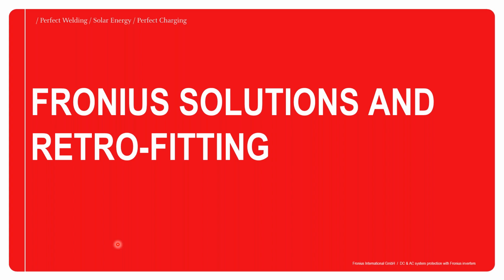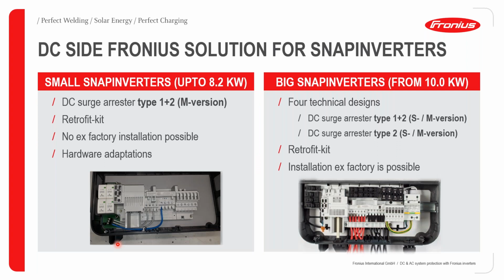Having said all that, we can ask ourselves, what is the Fronius solution that is offered, and what are the possibilities of retrofitting? We have the possibility for protection on the DC side of the Fronius system using surge protectors. These surge protectors are divided into two classes: for the smaller inverters up to 8.2 kilowatts, and then for the bigger inverters from 10 kilowatts going up.